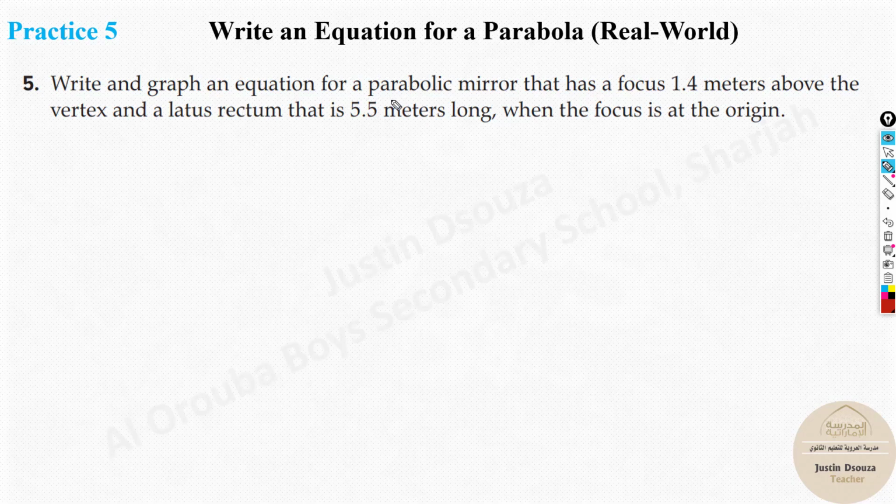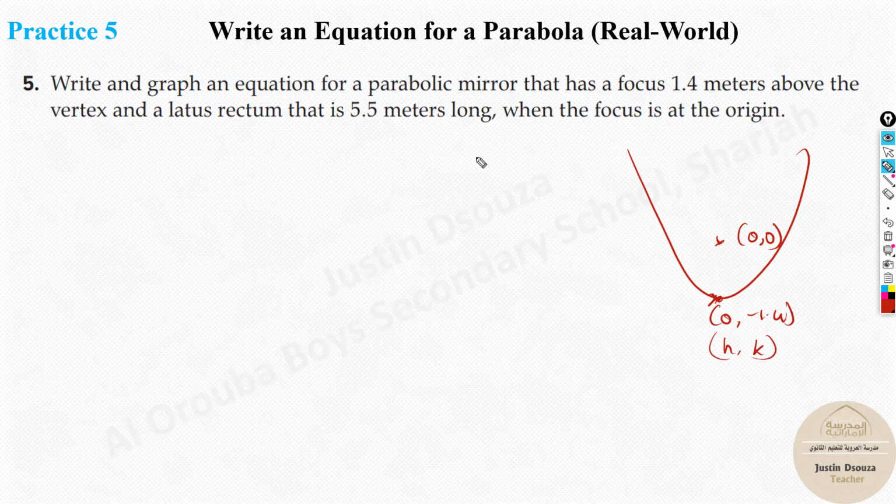Write and graph an equation for a parabolic mirror that has focus 1.4 meters above the vertex. Again, it's just the same. I thought it'll be different, but no, it's above the vertex. And a latus rectum of 5.5 when the focus is at origin. Focus origin, this is the thing. What is the vertex? Minus 1.4, because focus is above the vertex by 1.4, so vertex will be below by 1.4. HK is found.